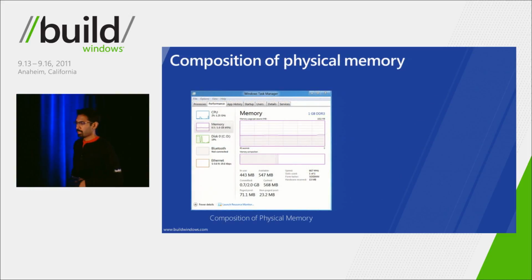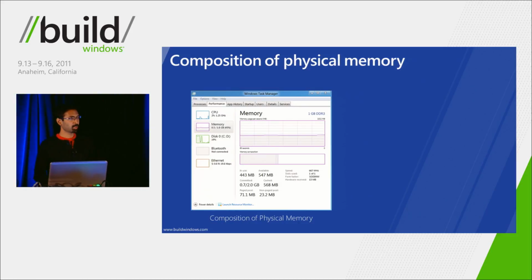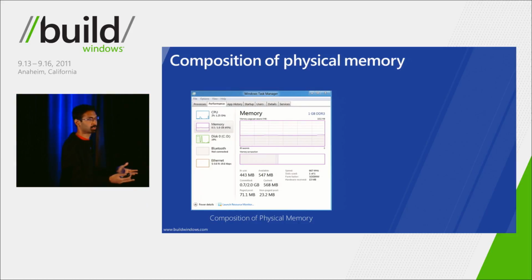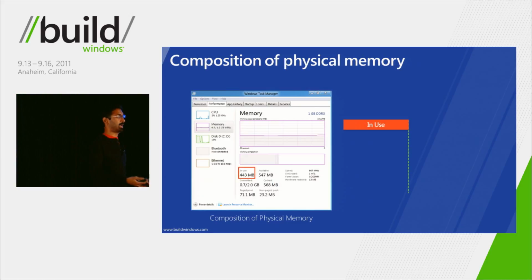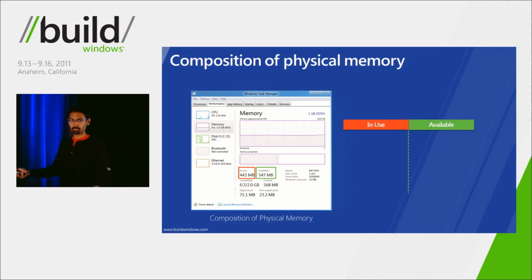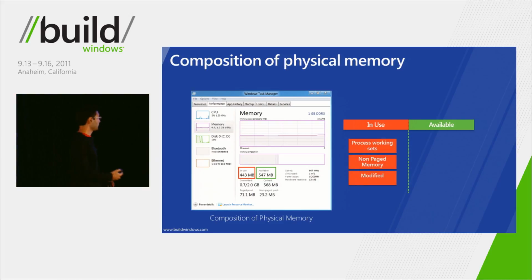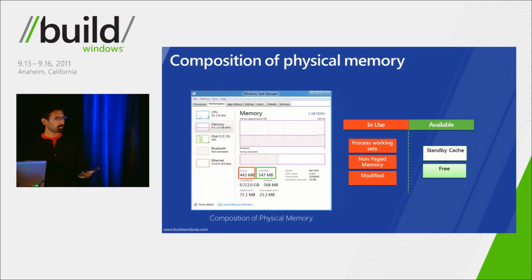Next, we're going to talk about impact to system responsiveness. And to build that concept up, I'm going to first talk about composition of physical memory. There's basically two distinctions: things that are in use or actively being used, and things that are available for applications to consume. What comprises in use? You have process working sets, including the system working set. You have non-paged memory, which is things that need to be pinned in physical memory. You have stuff that is modified that needs to be written out to disk. And then there's available, which is directly available for consumption. That has the standby cache and the free list, which is just free.